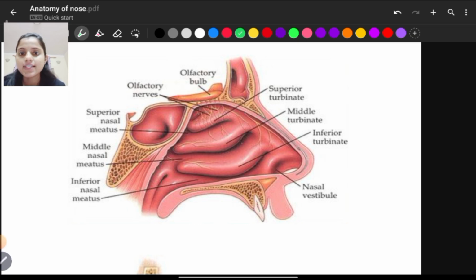Here we can see this. These are the turbinates, which are the bony projections: superior turbinate, middle turbinate, and inferior turbinate. Below and lateral to the turbinates are the superior nasal meatus, middle meatus, and inferior meatus.